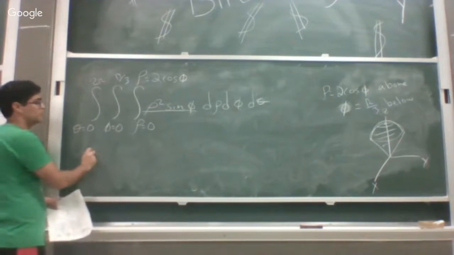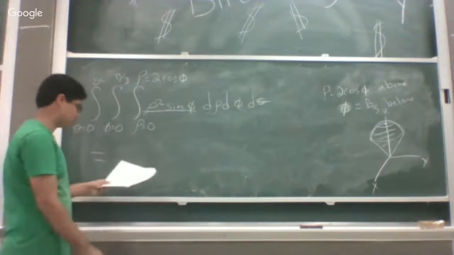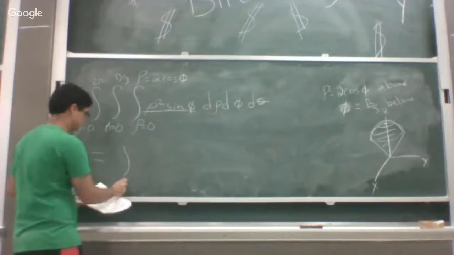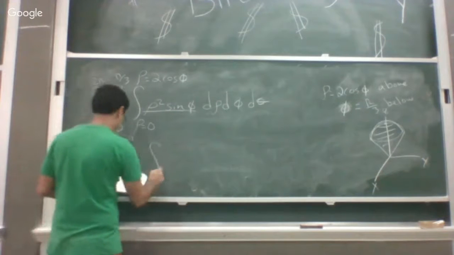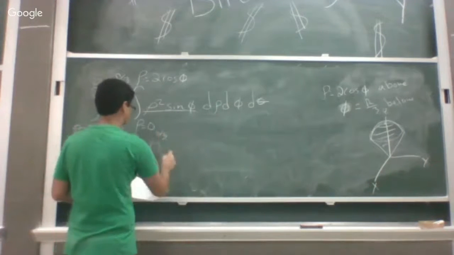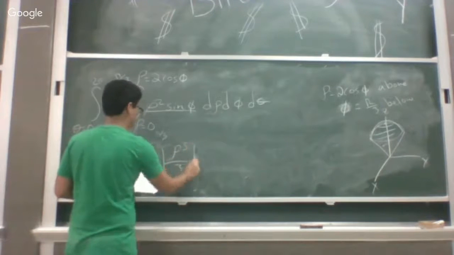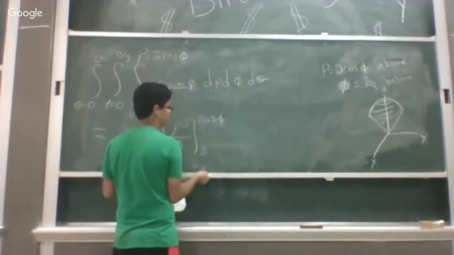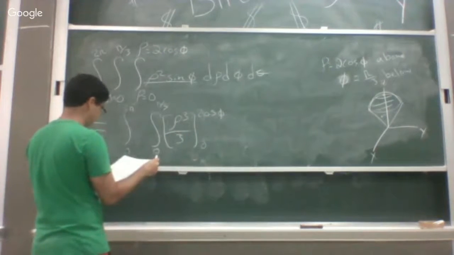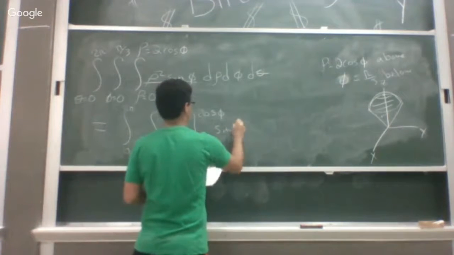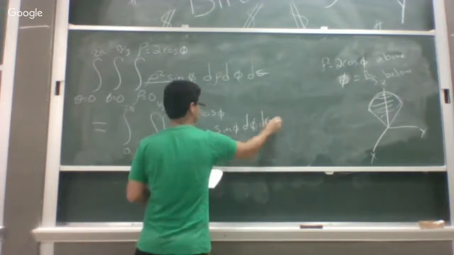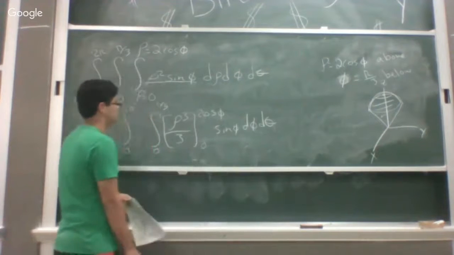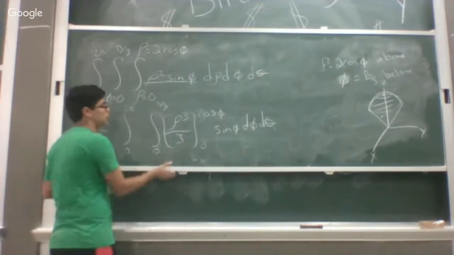So you guys want me to solve this out? Okay. So we have rho squared, so that's going to be rho cubed over 3, going from 0 to 2 cosine of phi. So now we still need to multiply by sine of phi, d phi, d theta.